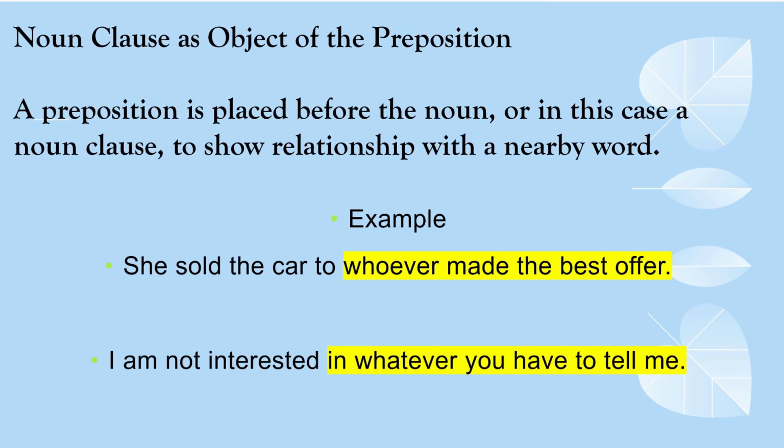Next, noun clause as an object of the preposition. A preposition is placed before the noun, or in this case, a noun clause, to show a relationship with a nearby word. Example, she sold the car to whoever made the best offer. I am not interested in whatever you have to tell me. In these sentences, we can see whoever made the best offer, and whatever you have to tell me are the noun clauses.